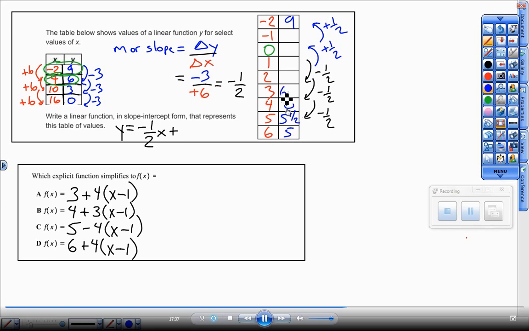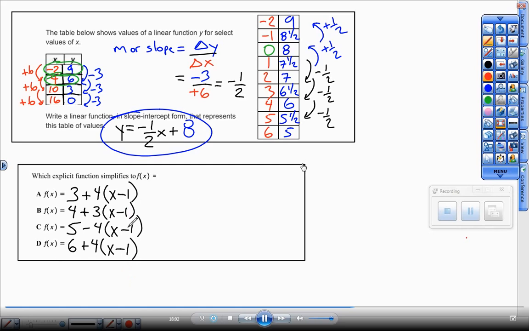6 plus a half, 6.5. 6.5 plus a half, 7. 7.5. And then 8. And then 8.5. And of course, that plus a half is that 9 number that matches this. So for my problem, the y-intercept term is 8. I put that 8 right there. That is my equation.